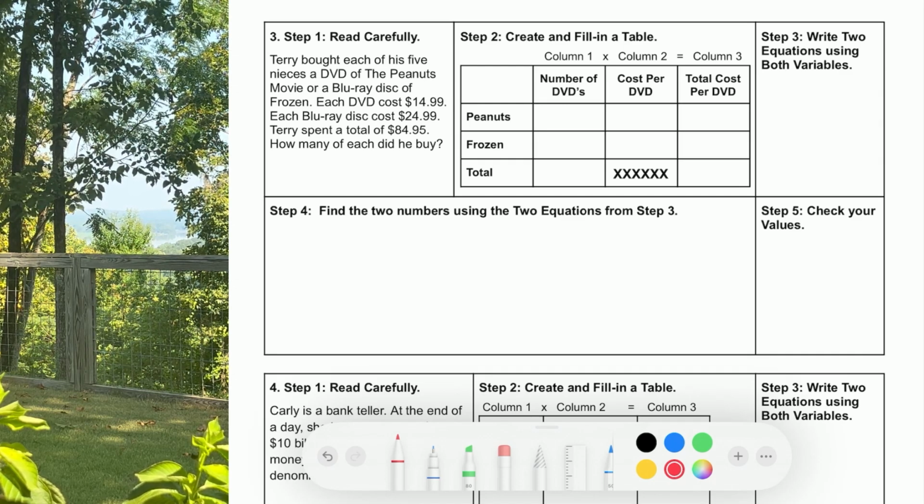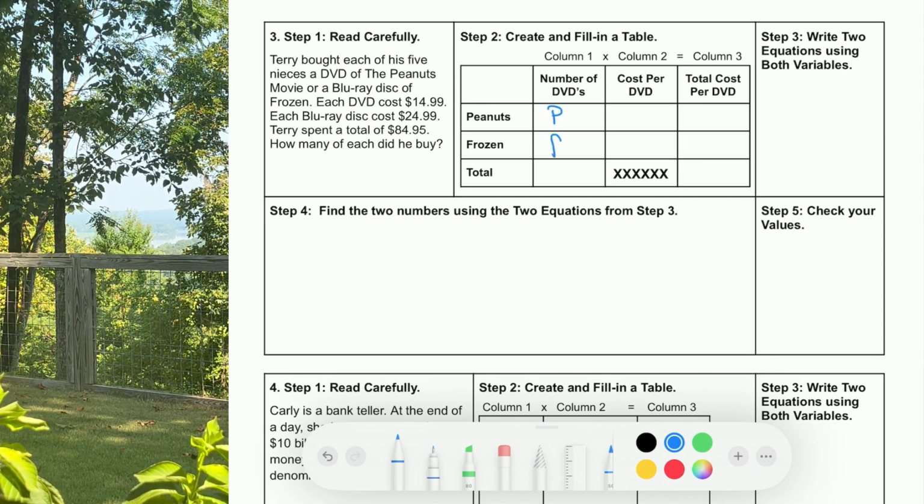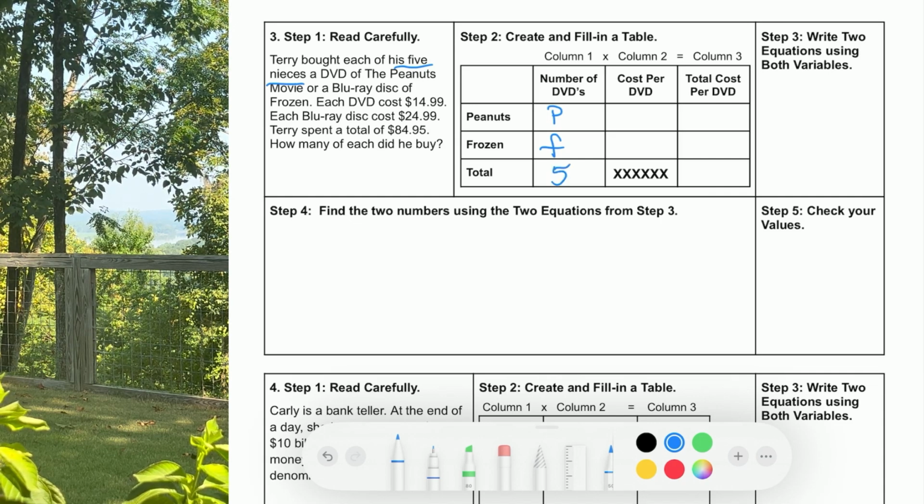Okay, so again, the first thing is we need to designate our variables for each of the items. The 2 items that we're talking about are the Peanuts movie and the Frozen movie. So for Peanuts, I'm going to give P. For Frozen, I'm going to use the letter F. And then we need to know how many total DVDs did Terry buy? Well, it told us that he has 5 nieces and he bought one for each of them. So that tells me he bought a total of 5 DVDs.